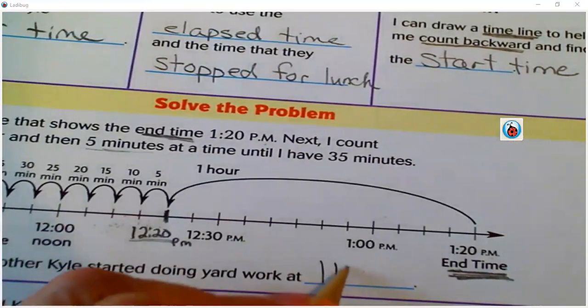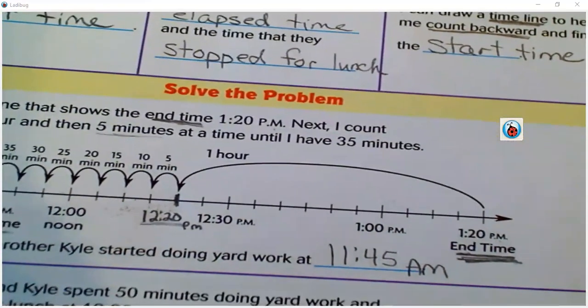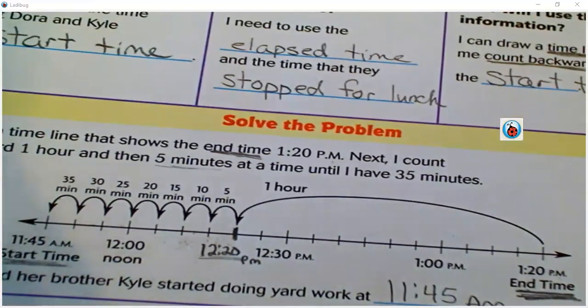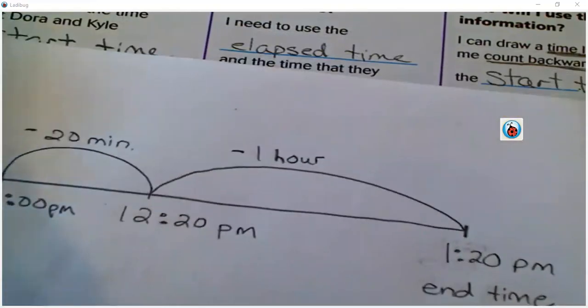Okay, so I'm going to write that. And you should know this by now that at 12 o'clock noon, we switch from AM to PM. So the morning time is AM, and as soon as we get to lunchtime or 12 o'clock noon, then the clock switches over to be called PM. So we definitely want to know that. But I want to show you a different way of figuring this out, a way that I think might be a little easier for you to understand.